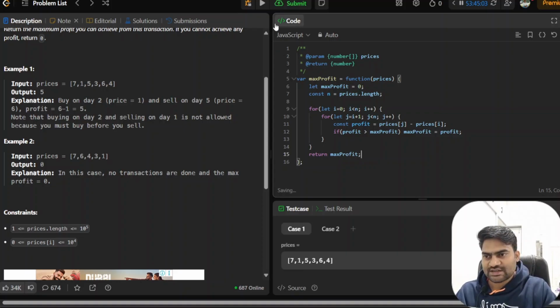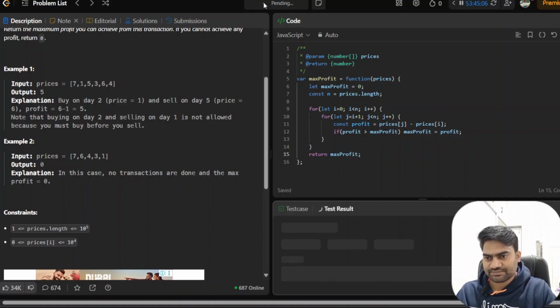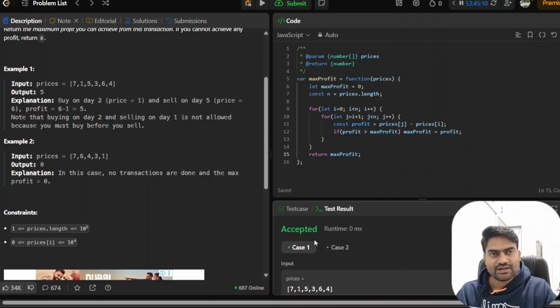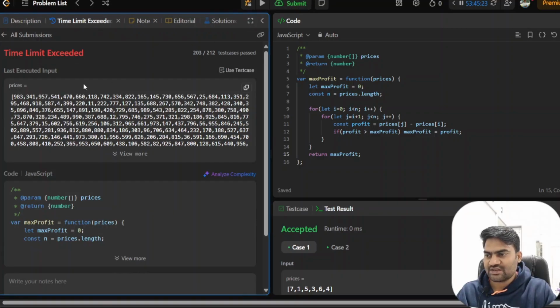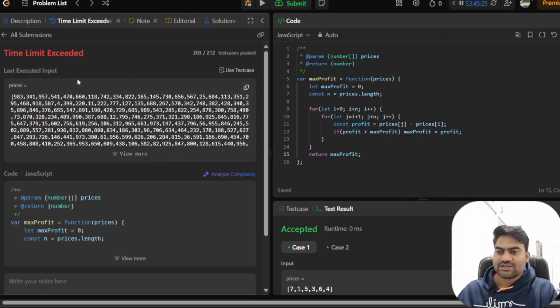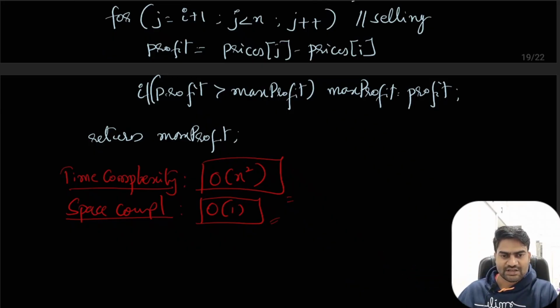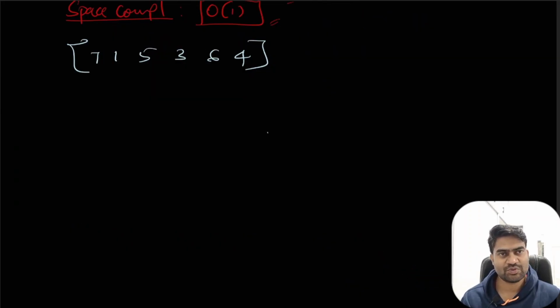With this, let's try to run this and see. It got accepted. Let's try to submit and see. We will get a time limit exceeded exception. See, we got TLE. So let us try to understand how to improve this one. The maximum profit in a single iteration is the optimal solution.